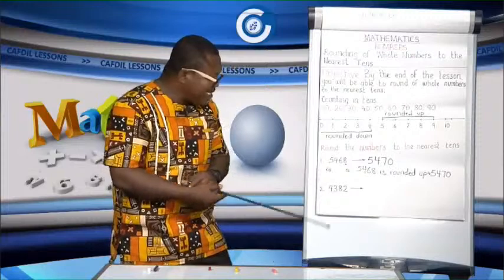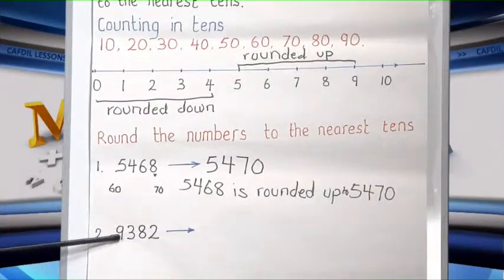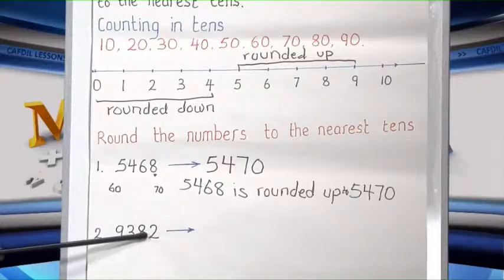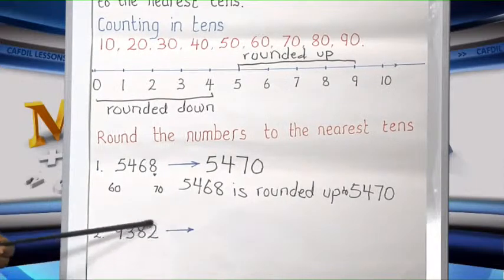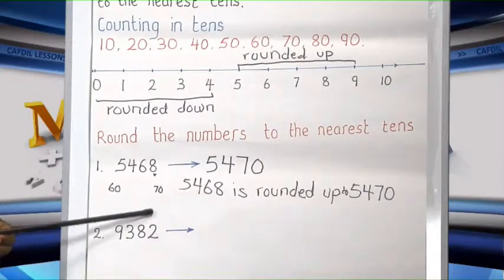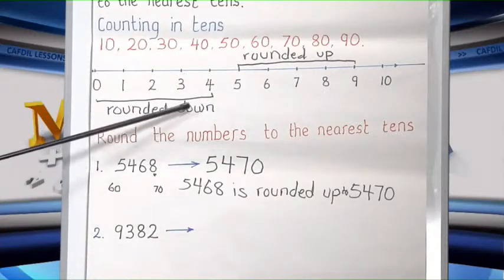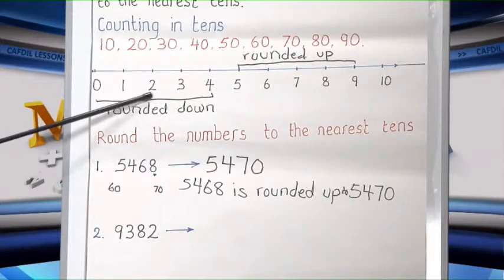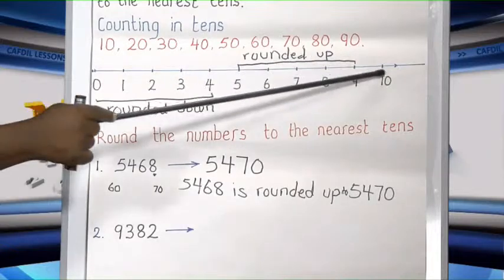Now learners, let's come to this one also. We have 9,382. We said in rounding these numbers to the nearest tens, we are supposed to consider the ones. And here the ones are what? 2. And let's come to the number line. Where can we locate 2? 2 is located here.